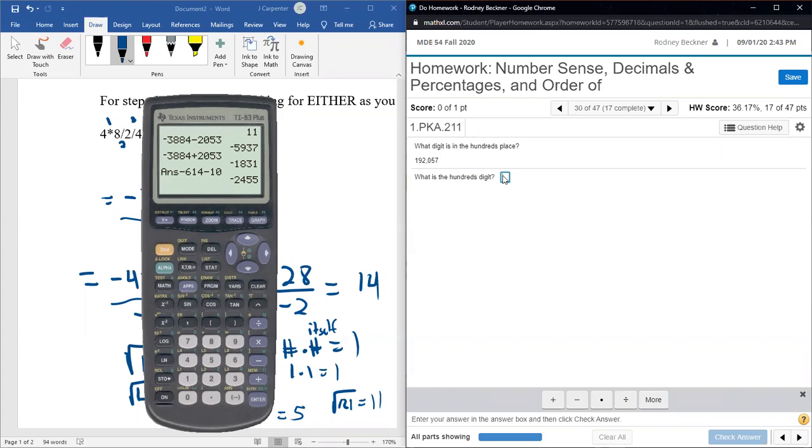One last problem just for fun. What digit is in the hundreds place? So for whole numbers, we start with the ones, then the tens, then the hundreds, then the thousands, 10,000s, etc. So the 0 would be in the hundreds place.